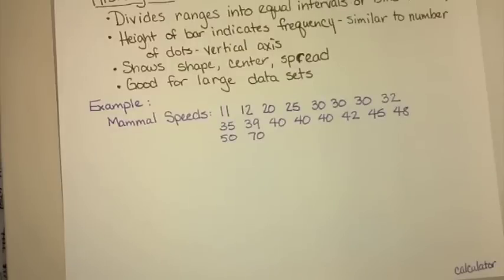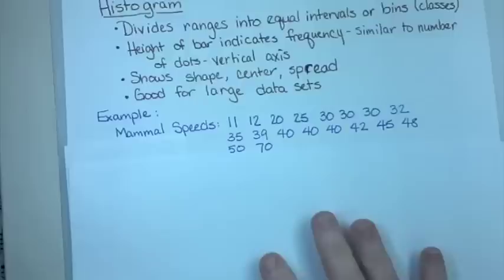The height of the bar indicates the frequency, and it's kind of similar to the number of dots in a dot plot. And the frequency is also always on the vertical axis. Histograms show shape. They also show center and spread, and they're really good for large sets of data.